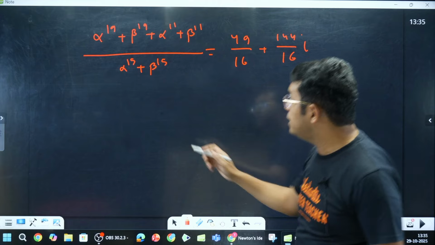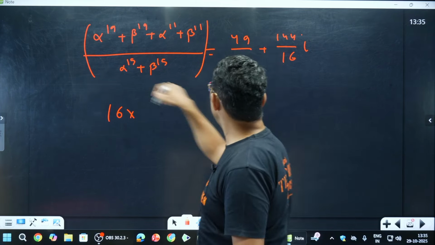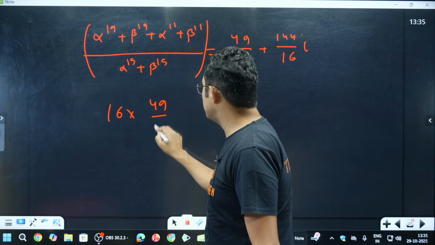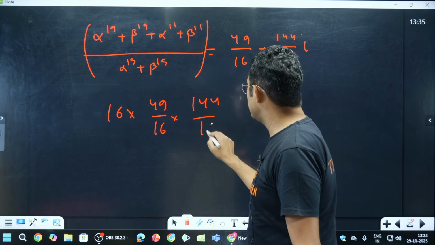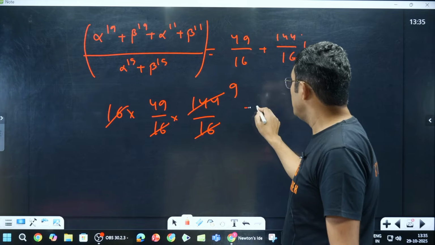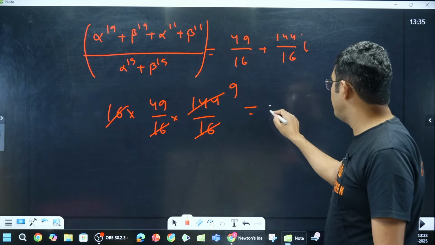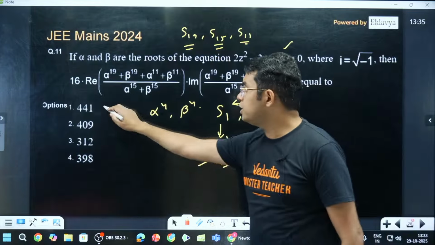Now what they were asking? They were asking the product of 16 into the real part of it, which is 49 upon 16, into the imaginary part of it, 144 upon 16. So this 16 gets cancelled, 16 cancels this 9 times. So 49 into 9 is 441. I think that is the answer of this question.